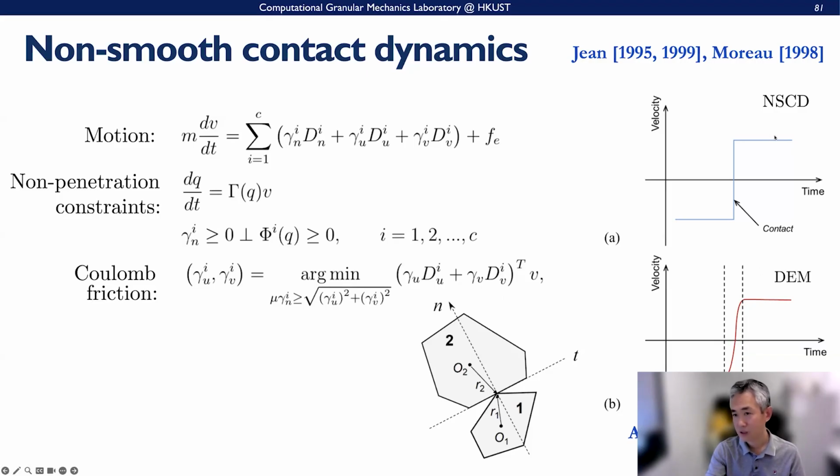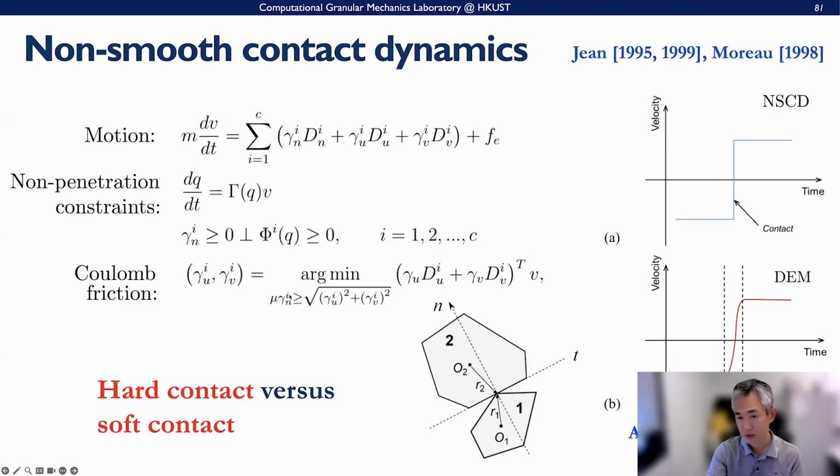But non-smooth contact dynamics is a hard contact concept, hard and rigid, so the particles won't develop deformation. They have collision and a collision reaction force, and they use a non-penetration constraint, also consider Coulomb friction, and use a penalty method to find an optimization-type solution. So essentially, it's hard contact versus the soft contact of DEM.